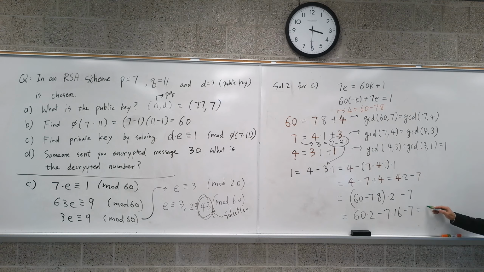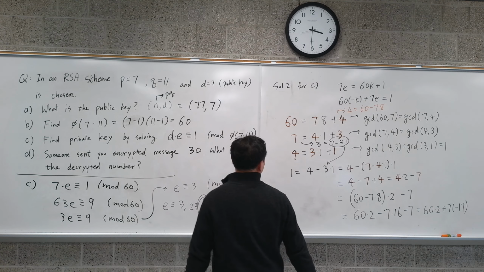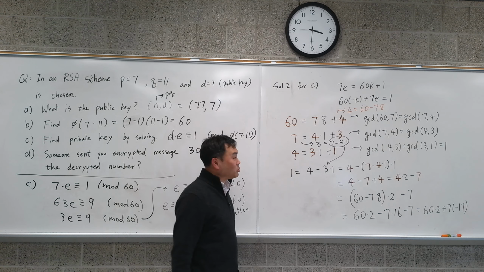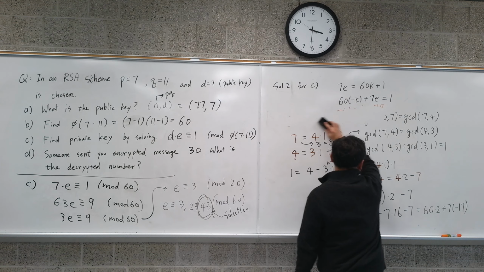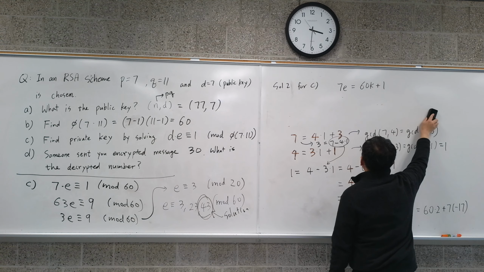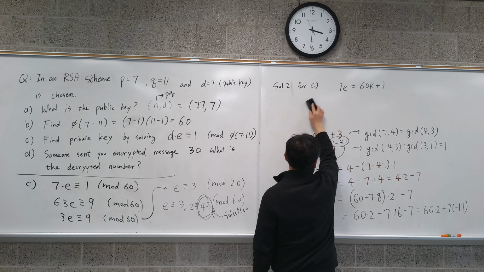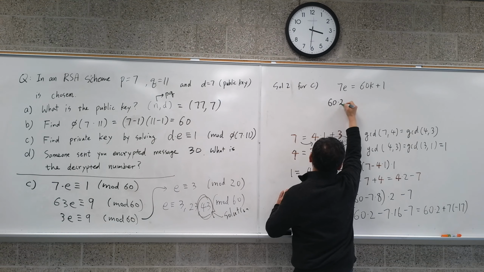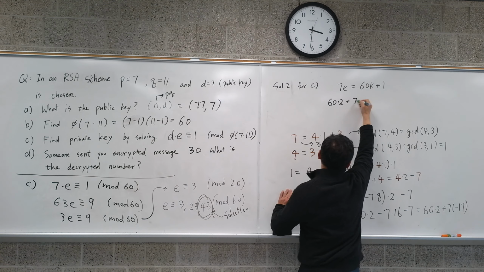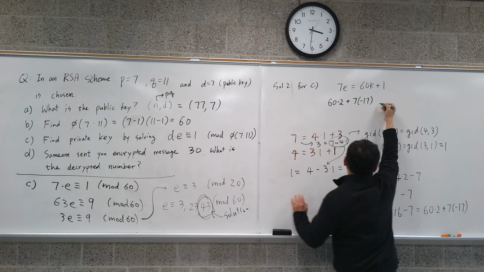So that's the same as 60 times 2 plus 7 times negative 17. Is that okay? All right. So after all this, let's think about what we achieved. All of this shows us the following fact: we found out that 60 times 2 plus 7 times negative 17 is equal to 1.